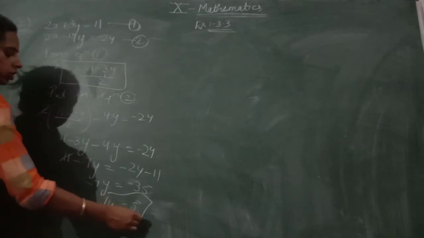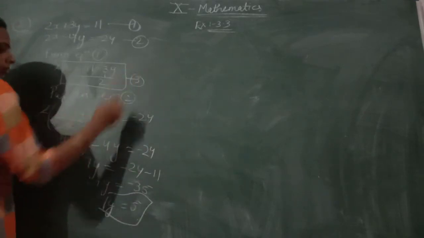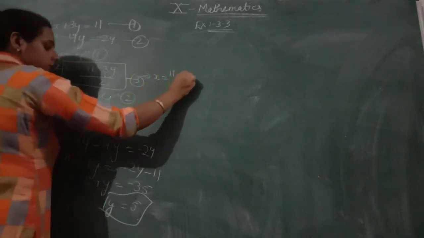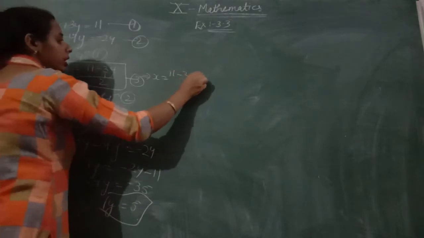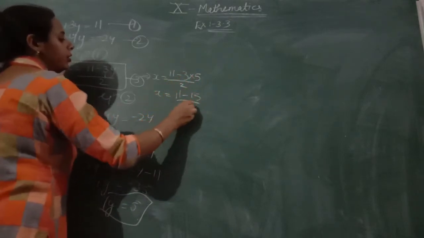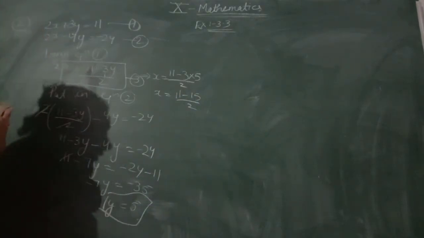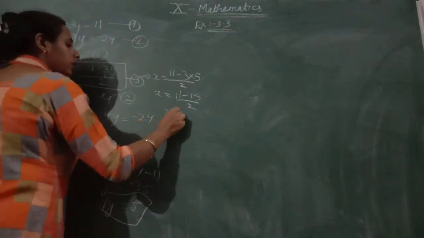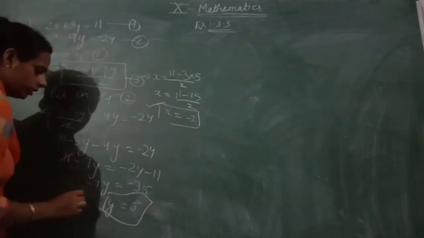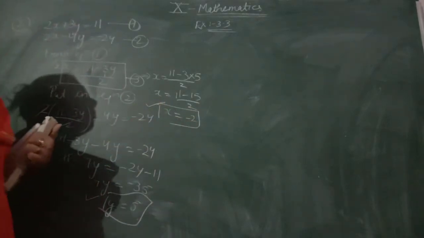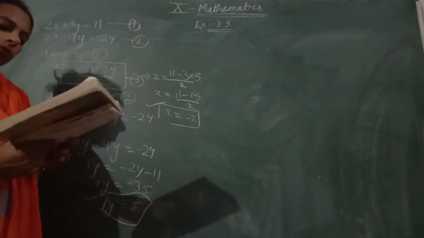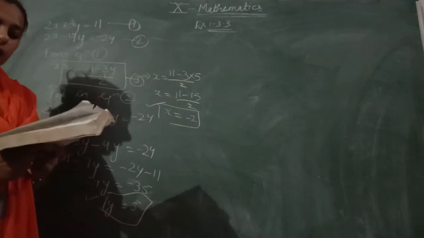Put this in the third equation, then you will get the value of x: (11 - 3 into 5)/2. So you will get (11 - 15)/2, that is -4/2. So your value of x will be -2. These are the two values, x and y, which you have to find by solving this pair of linear equations.